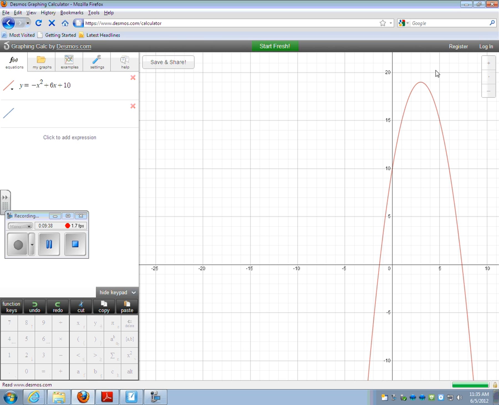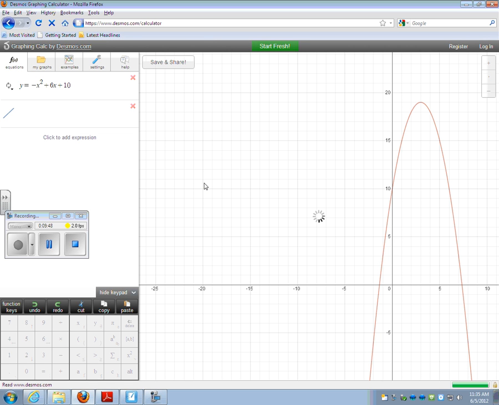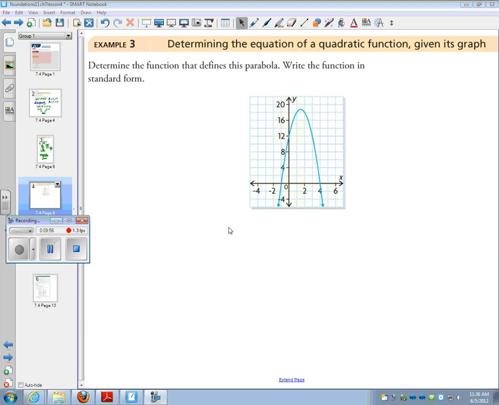Sorry, (3, 19). That looks really good. It said that our axis of symmetry was at x equals 3. Yep, that looks right. And this is a parabola that opens down, and we should have known that from the a value, because it was -x squared.